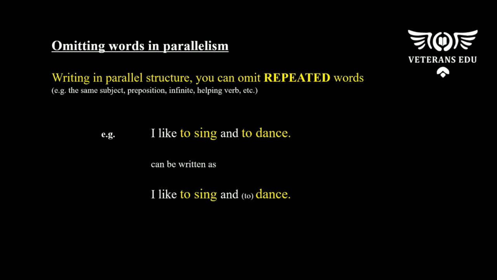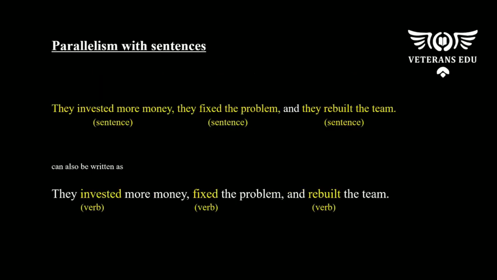And surprisingly, many students actually think it is incorrect to say "I like to sing and to dance," but you have to understand that both of them are grammatically correct. And finally, you can use parallelism with sentences. For instance, "they invested more money, they fixed the problem, and they rebuilt the team" is perfectly fine and in parallel structure. And because we can omit the same word, you can also rewrite it as "they invested more money, fixed the problem, and rebuilt the team."